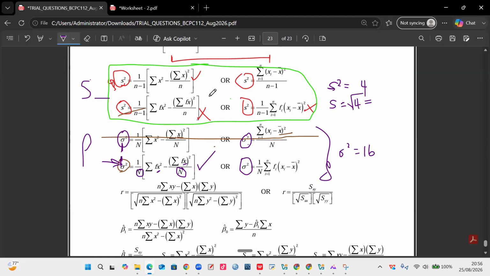2 times 2. Square root of 4. Just use your calculator. It's 2. Do you understand it? Yes, please. So we say that the standard deviation is the square root of the variance. So here, your variance is 4. But your standard deviation will be the square root of the 4, which will give you 2. Do you get it?